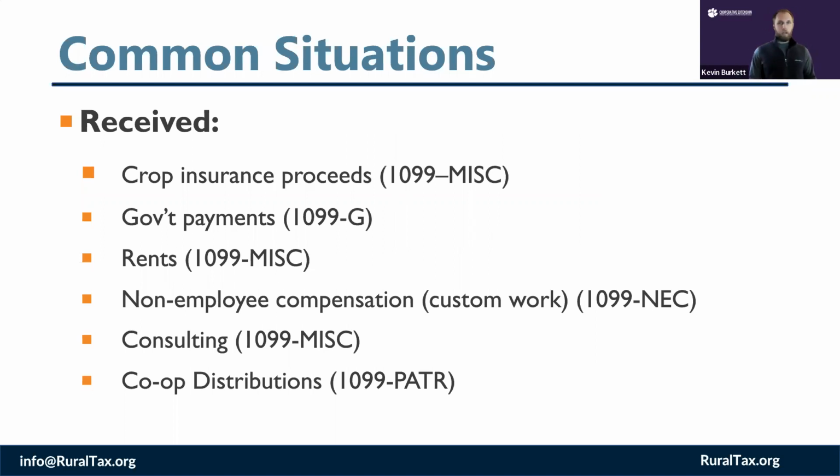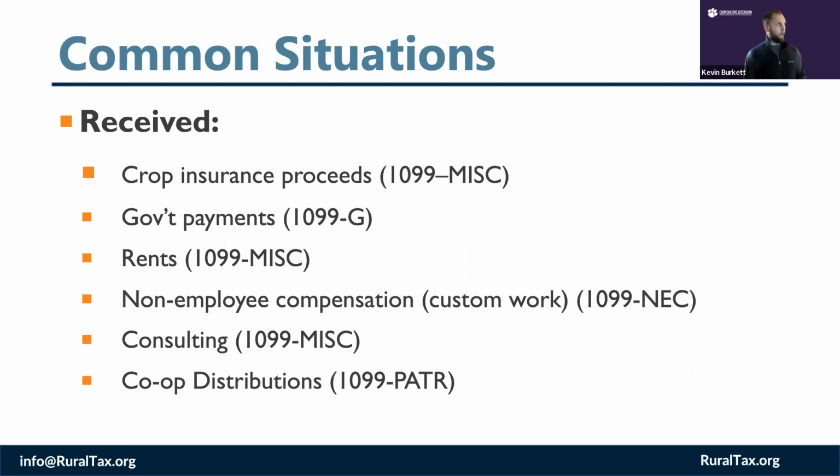So first we'll talk about when and how, like what are common situations that we see where the farm business might receive a 1099. If you participate in crop insurance and you receive proceeds or a payment from that, you would get a 1099 miscellaneous. If you participate in government programs, and this could be from a local, a state, or federal standpoint, but if you receive some kind of payment from that, you would receive a 1099-G.